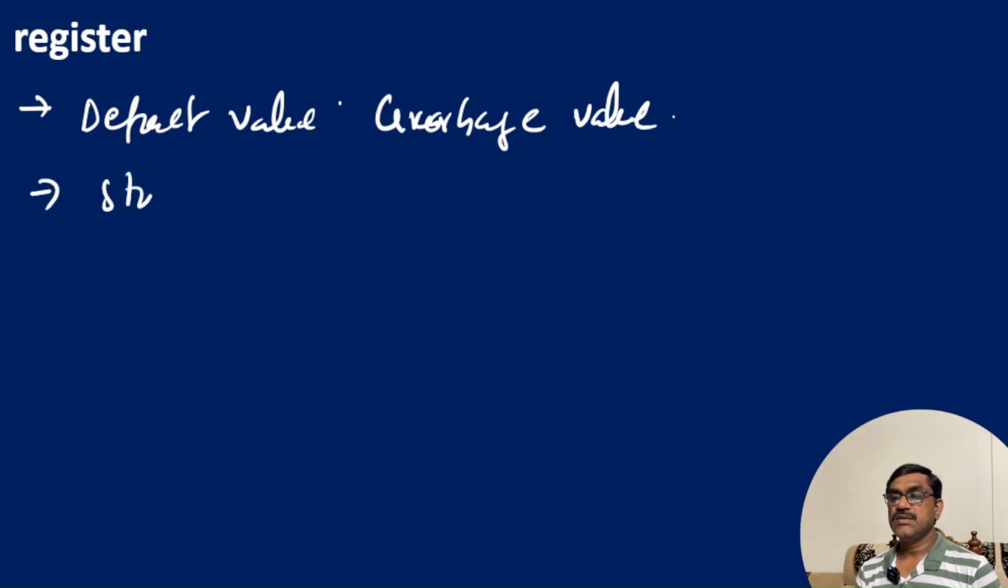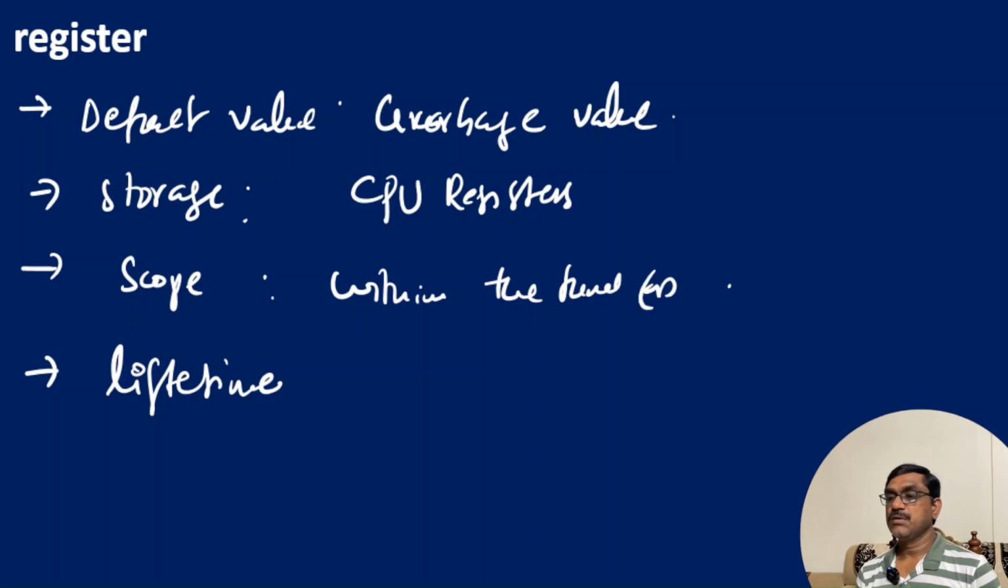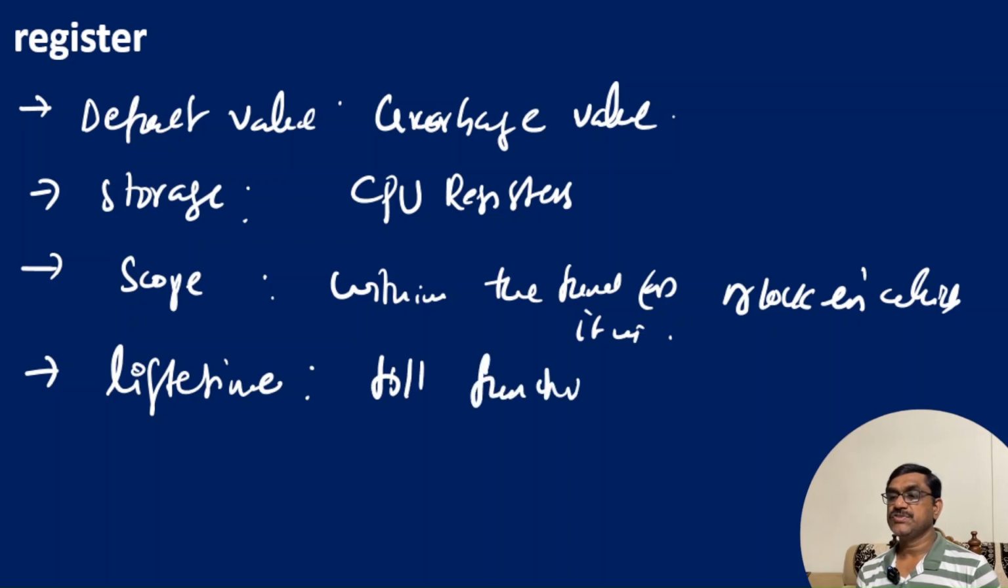Now the second thing we are going to talk about is the storage. Where is it going to be stored? It is going to be stored in CPU registers. This is very important, CPU registers. And the third one is scope, and the fourth one is lifetime. Scope is similar to the automatic storage class variable. That means the variable can be accessed within the function or block in which it is declared. What is the lifetime? Till the function terminates. Same, till the function terminates.